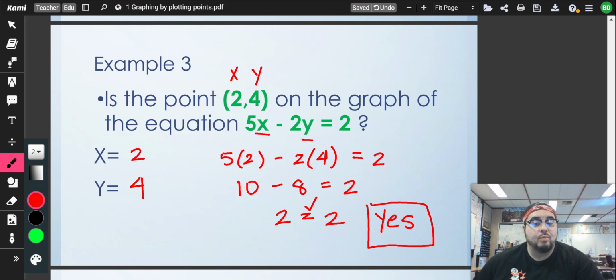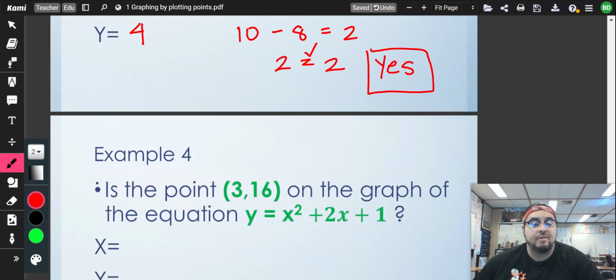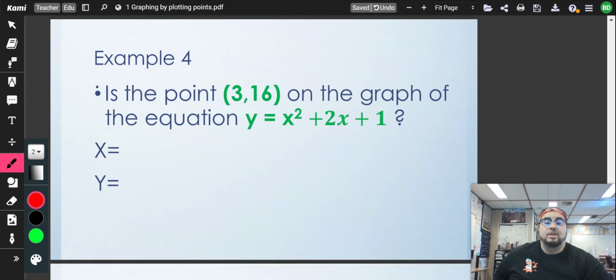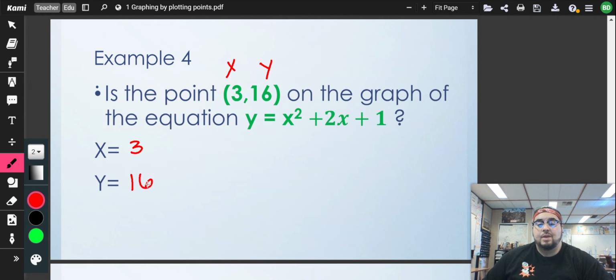Okay, we have one more example. This time we're going to look at a different graph. We're going to look at a quadratic. So we have our point (3, 16). Is it on the graph of y equals x squared plus 2x plus 1? Just because the equation looks different doesn't mean the process changes at all. x here is 3, y is 16, and we're going to be plugging those values in. So y is 16. Instead of x, I'm plugging in 3 squared, plus 2. Again, instead of x, plug in 3, plus 1.